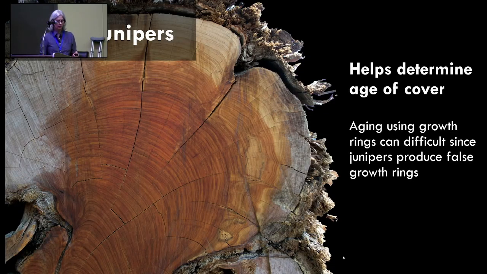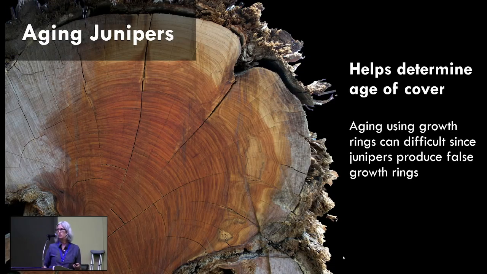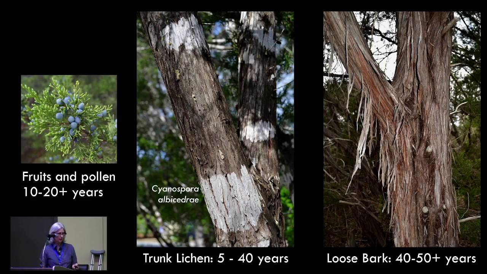Aging junipers. When you can learn how to age your junipers, it helps you determine the age of the cover. Like I said before, the different range of years. But you can't really count the growth rings because they put on more than one growth ring a year. You can look at the fruits and pollen. If they're producing fruits and pollen, it means they're at least 10 to 20 years old. If they're not, then they're going to be younger than that.